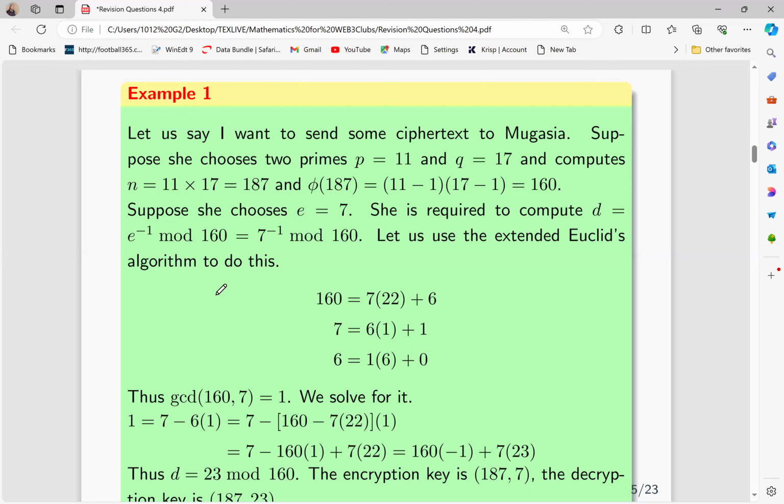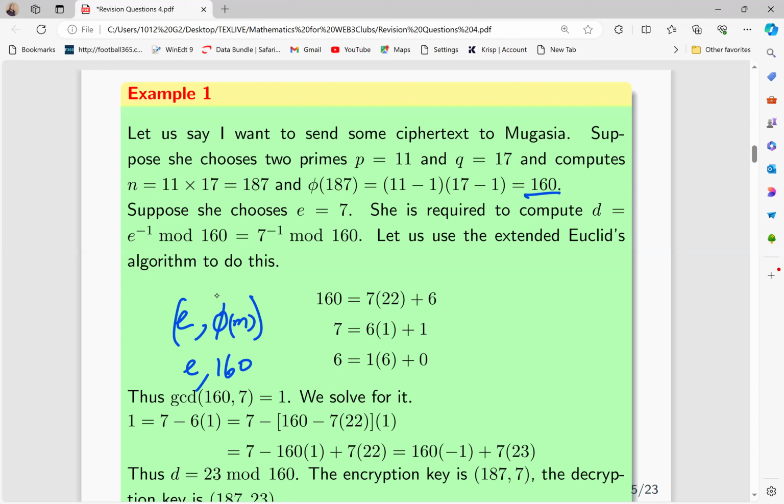Yes. So what I'm saying is, you choose a number E. That number E must be relatively prime to phi of m. In our case, phi of m is 160. So I'm saying that E and 160 should have 1 as the only common factor. Number 1 should be the only common factor. They should not have other common factors.